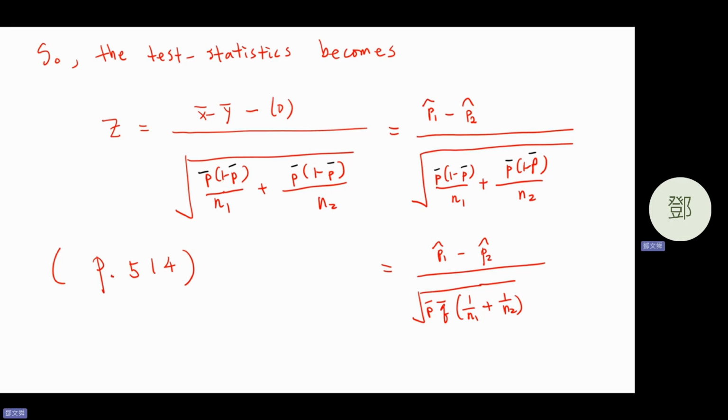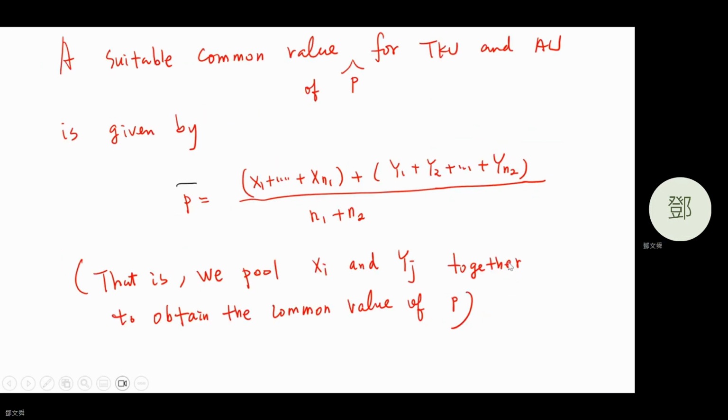We will be back on this. And why can we pool them together? Why should we put them all together, N1 plus N2 students of TKU and AU, to obtain the common value of P?